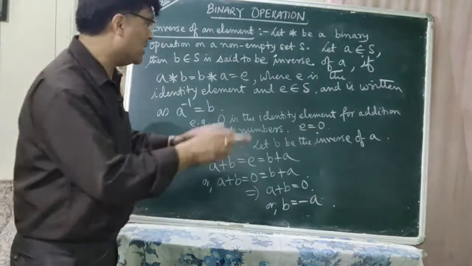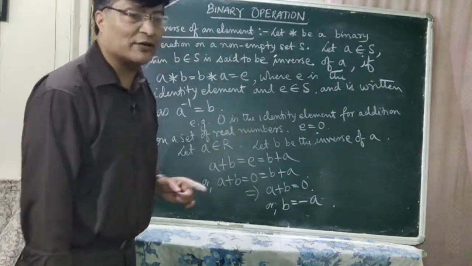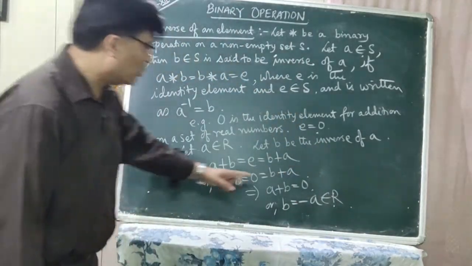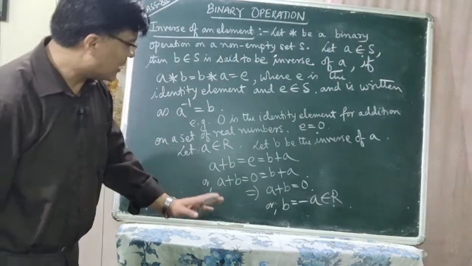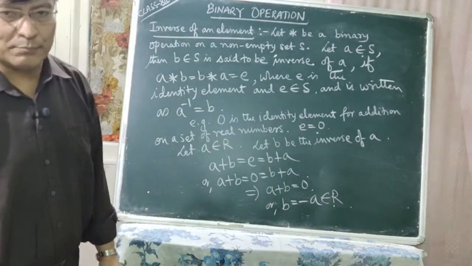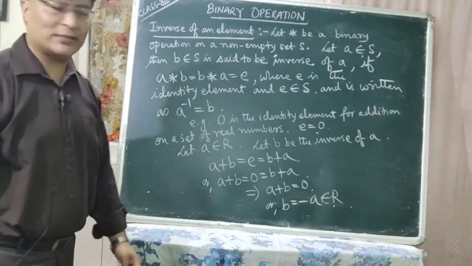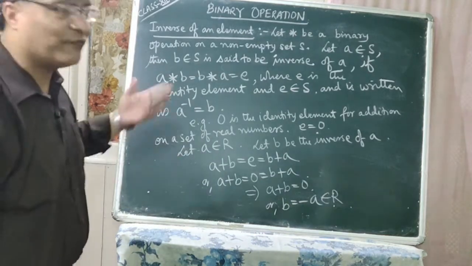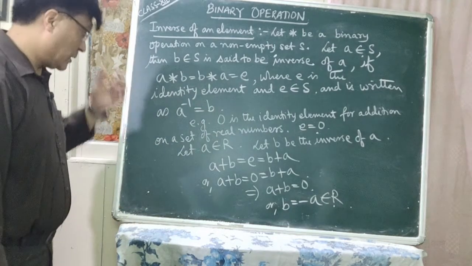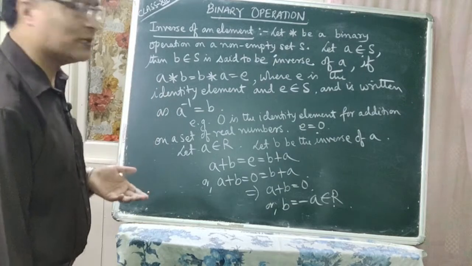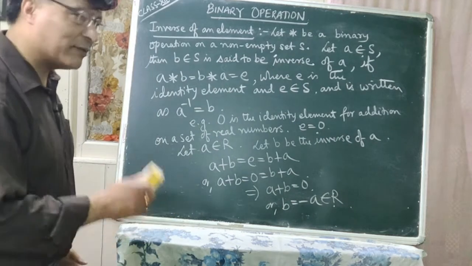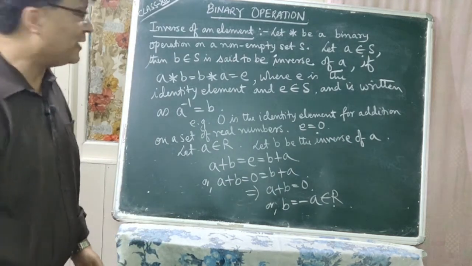So minus A is the inverse of the element A that belongs to the set of real numbers. This minus A also belongs to the set of real numbers. So what do we call this minus A? Minus A is known as the inverse of the element A that belongs to the set of real numbers. So I think you have understood it. So this is an example of how to find out the inverse of an element. Is that clear? So now let us take another example of how to find out the inverse of an element.